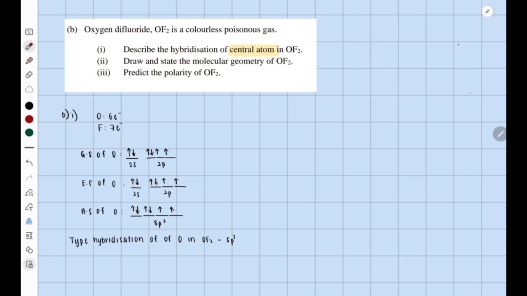So how do we describe it? We can write the ground state of oxygen, which is in period 2, so 2s and 2p. Then the excited state of O and the hybrid state of O. The hybridization of O in OF2 is sp3. So how do we get the marks? You write the ground state 1 mark, excited state 1 mark, hybrid state 1 mark, and type of hybridization 1 mark.